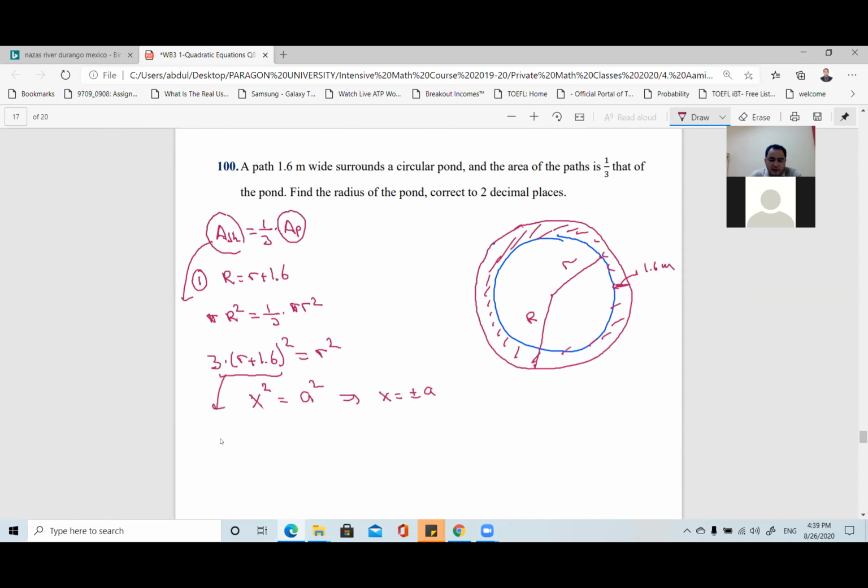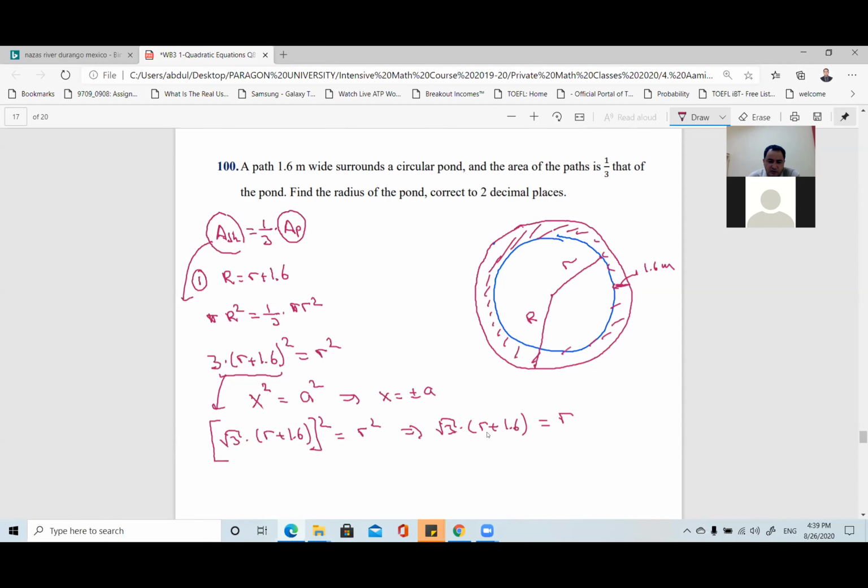So what we have here is the square root of 3 times r plus 1.6, right? And here we have whole squared, that's equal to r squared. When it is negative, we should just take only the positive one. From here, the square root of 3 times r plus 1.6 is equal to, on the right-hand side, r. So this one is a much faster way.